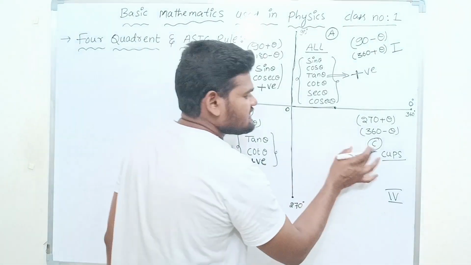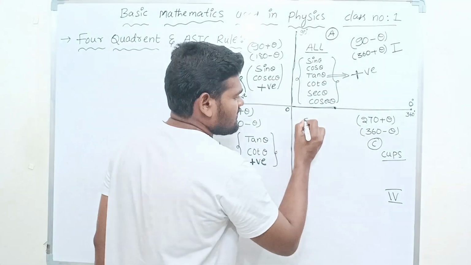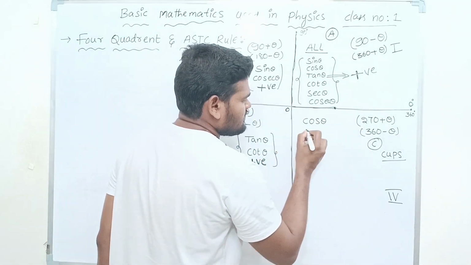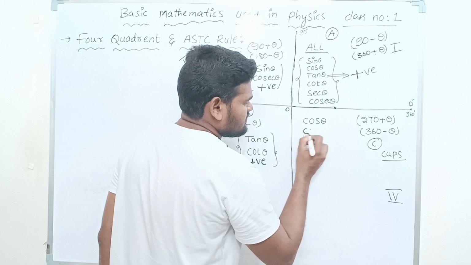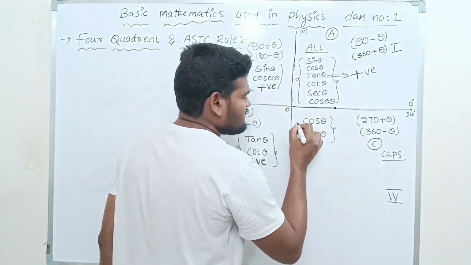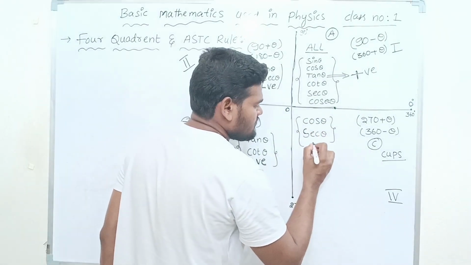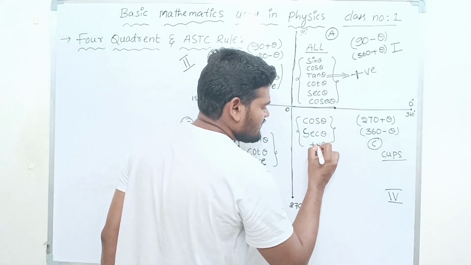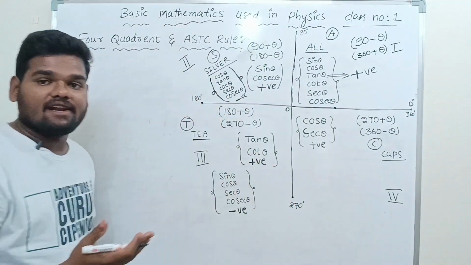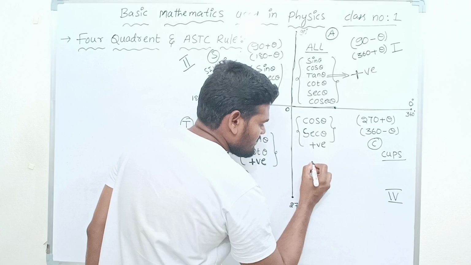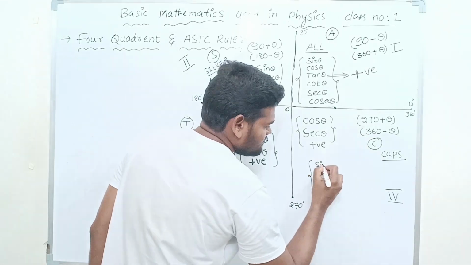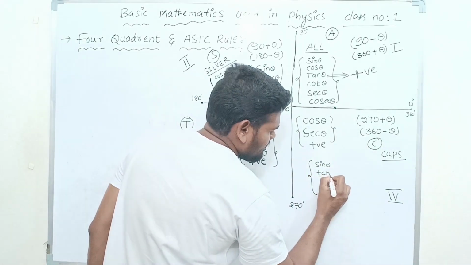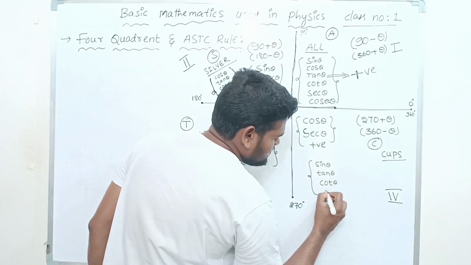Fourth quadrant. C stands for cups, C for cos theta and sec theta. Only these two trigonometric functions are positive in the fourth quadrant. The remaining trigonometric functions, sin theta, tan theta, cot theta, cosec theta, are negative.